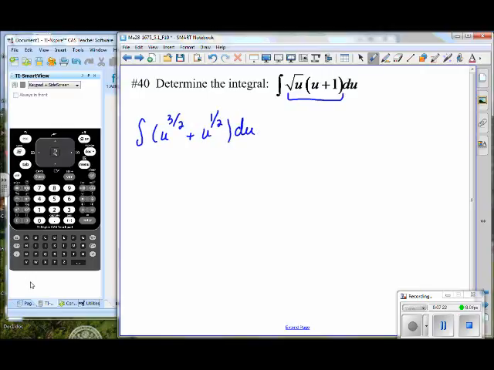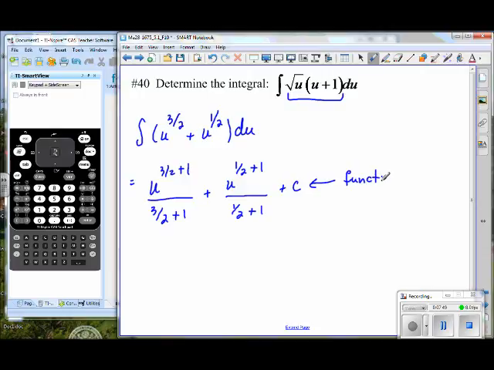So now we can do the same thing that we've been doing. We're going to add 1 to our exponent, divide by our new exponent. That would take care of the first one. And our second term, we'll do the same thing. We will add 1 to the exponent and divide by the new exponent, and then we have plus c. Remember, we are finding a function that when we take its derivative, we'll go right back to the derivative that is our integrand in our problem.